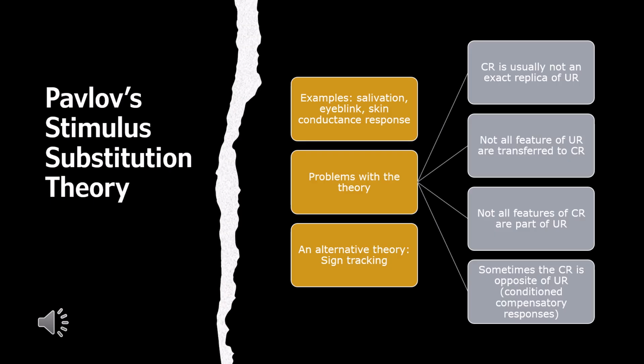So the idea here is that the CS becomes a substitute for the US in the brain, and so the CR starts to resemble the UR. In examples like salivation, the eye blink, the skin conductance response, all of that elicits the exact replica of the UR. The problems with the theory are that not all features of the UR are transferred to the CR, and not all features of the CR are part of the UR. And sometimes the CR is opposite of the UR, the conditioned compensatory responses, and so there's an alternative theory out there called sign tracking.